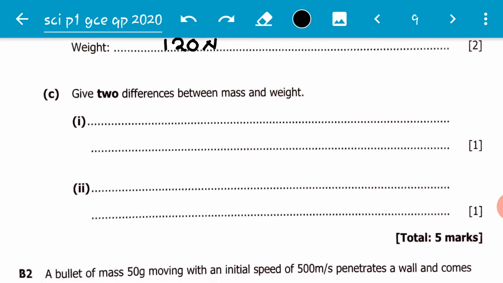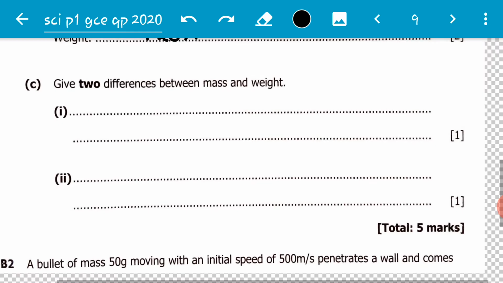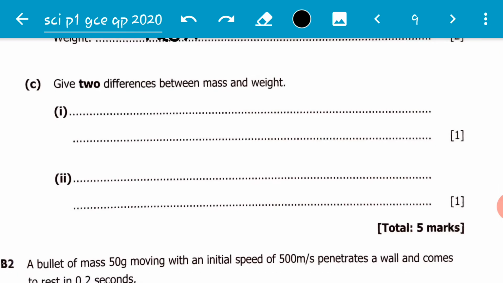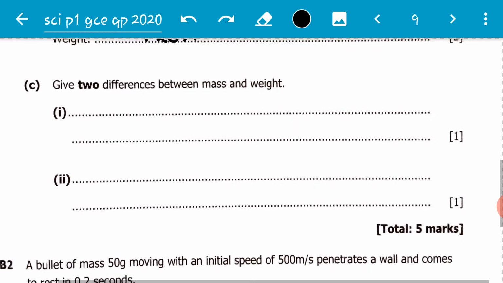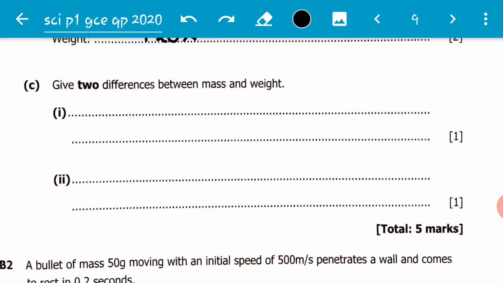C is saying, give two differences between mass and weight. Now here we have so many differences between mass and weight. One of them is that mass is measured in kilograms while weight is measured in newtons. The second being that mass is a scalar quantity while weight is a vector quantity.